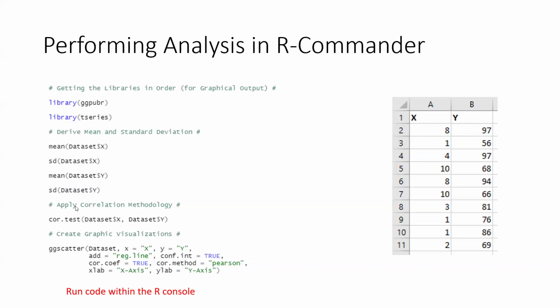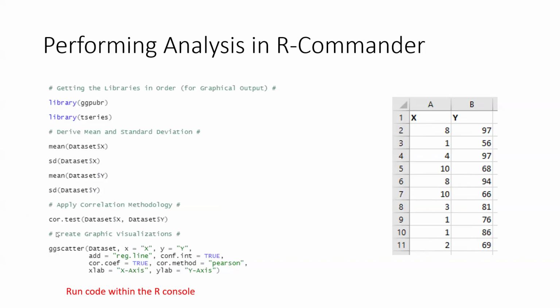We also want to apply the correlation methodology. To do that, cor.test is the function. Again, this is our dataset in each instance, and we're telling R with this function cor.test that our first variable is X, with the dataset name Dataset, dollar sign X, and then the dataset name Dataset, dollar sign variable Y. These have to be equal sizes for correlation.